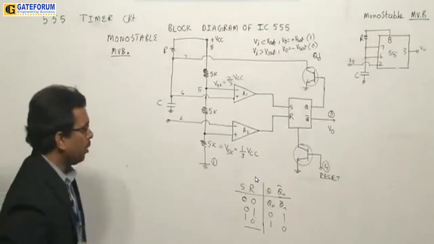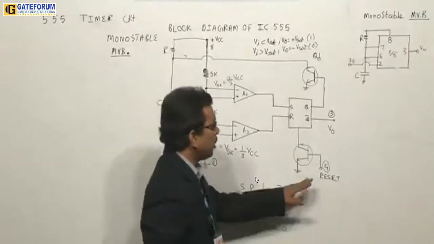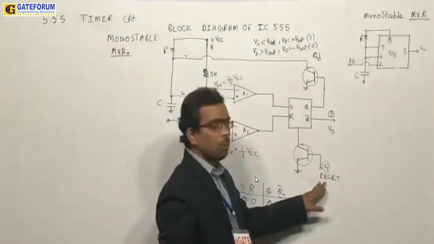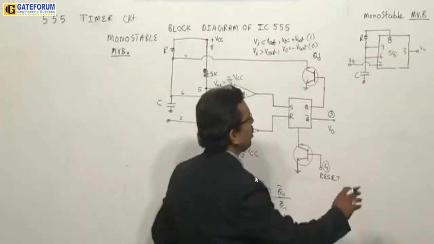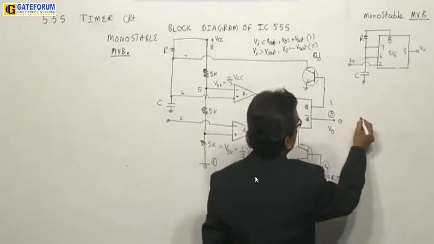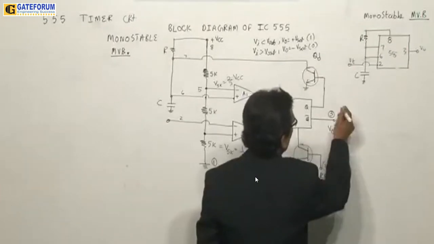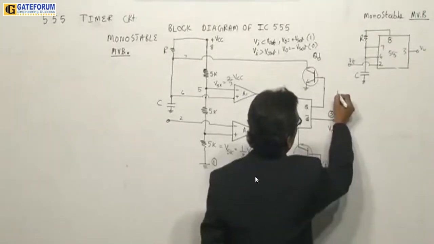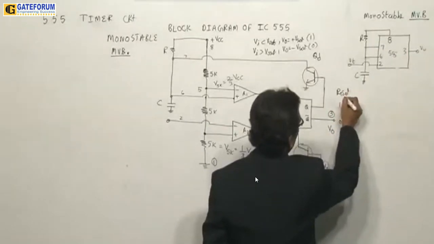Fine. Now let us start the operation. First, once the circuit is given to you, reset it using pin number 4. So once you reset it, you should reset it in such a way that this Q becomes 1 and this becomes 0. These are reset values. Here this value is 1 and this is 0.